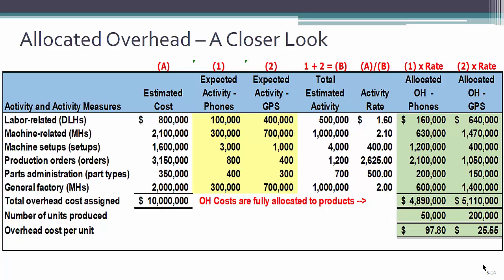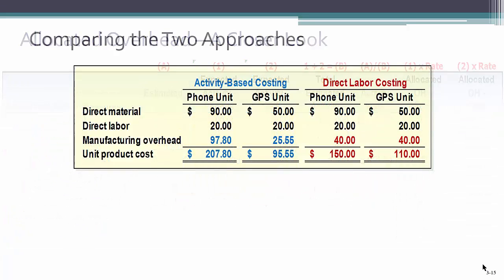And finally, don't forget to calculate overhead cost per unit. For each product, all overhead is added up. Then the total cost is divided by the number of units produced. We do this for each product to get the overhead cost per unit. Phones cost $97.80 and GPS systems cost $25.55 in overhead under ABC. We'll see the next step is to add direct labor and direct material costs to determine total product costs for the company's products.